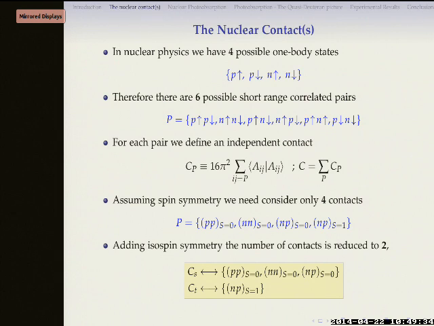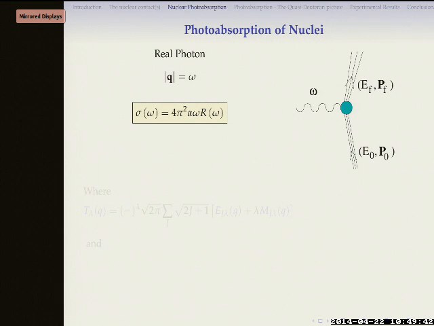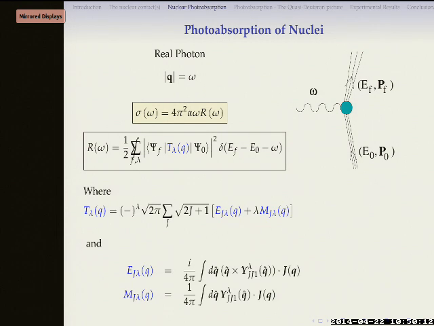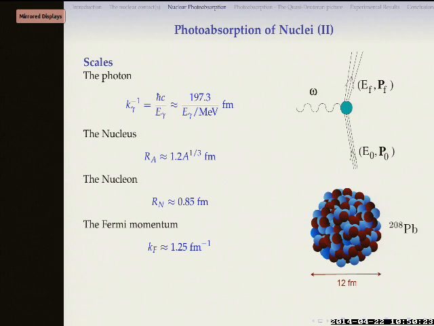So now that we defined what we are looking for, we have to look for these 2 contacts. The question is how to measure them or how to evaluate these contacts. To that end, I will look into this process of nuclear photoabsorption, in which a photon comes in and is being absorbed by the nucleus, and something happens. The cross-section is given by the response function, where the response function is just this transition probability squared. The transition operator is a sum of electric and magnetic multipoles. They are both related to the nuclear current. Now, in order to proceed, let's again discuss scales.